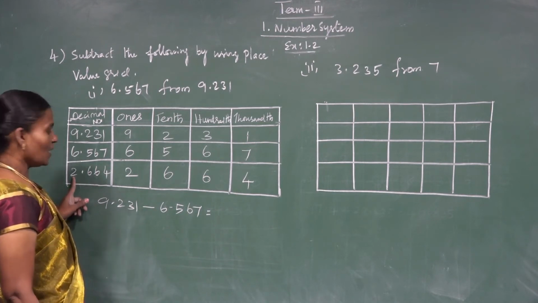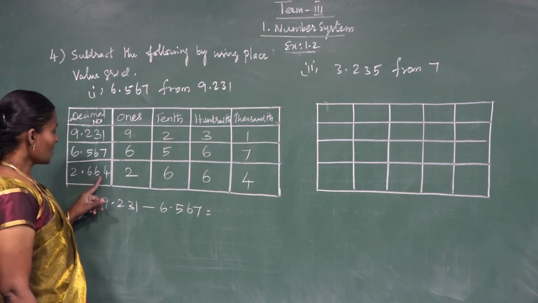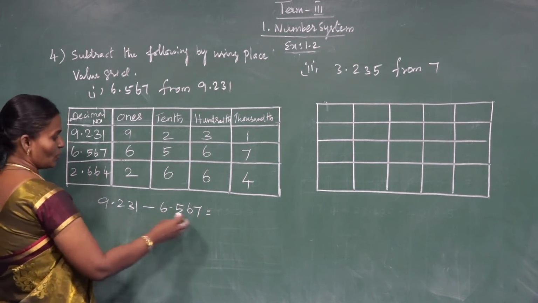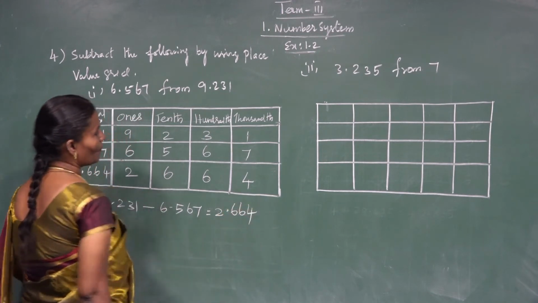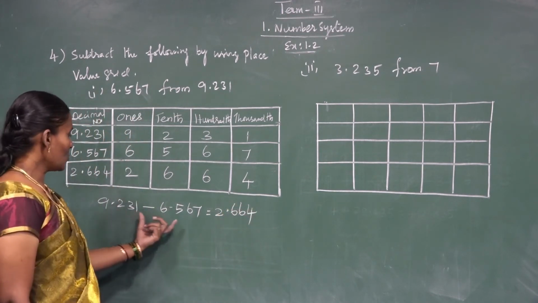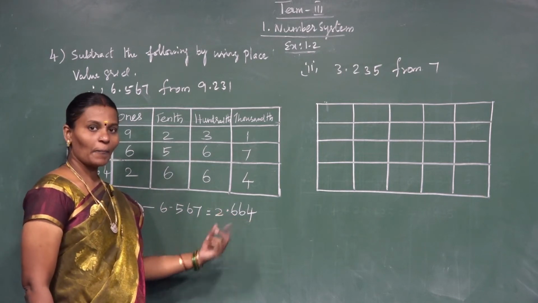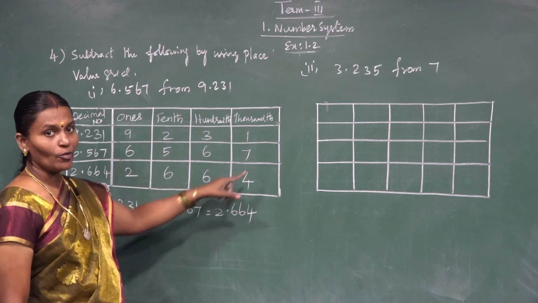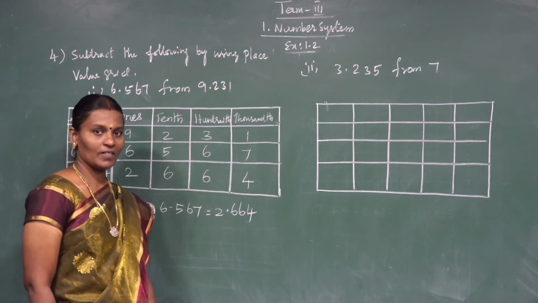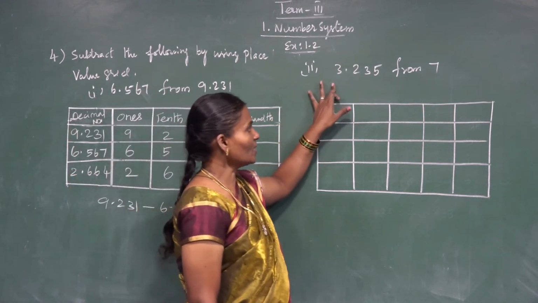So, see here, what is the answer? 2.664. So, the solution of this sum is 2.664. The subtraction of these two numbers is equal to this. Understand, children? How to subtract using place value grid. Understand? Okay.